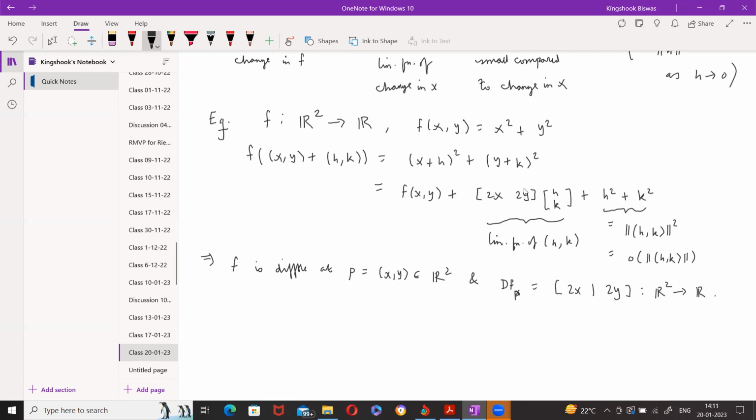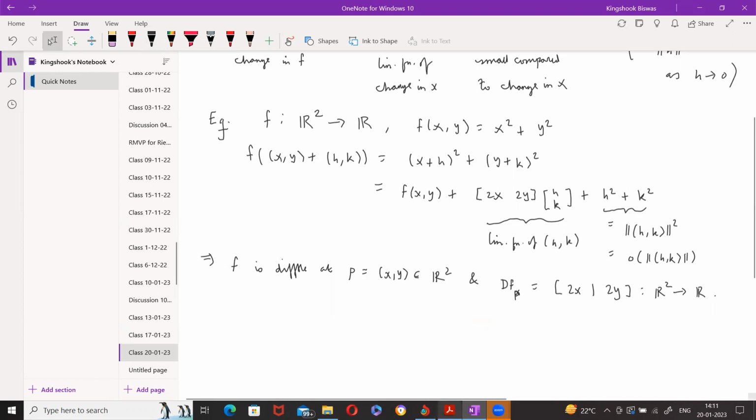Is this clear? Okay, fine. All right. So in general, here we've found an explicit formula for the matrix of this linear transformation df. It is this 1 by 2 matrix (2x, 2y). So how do we find the matrix of df in general?